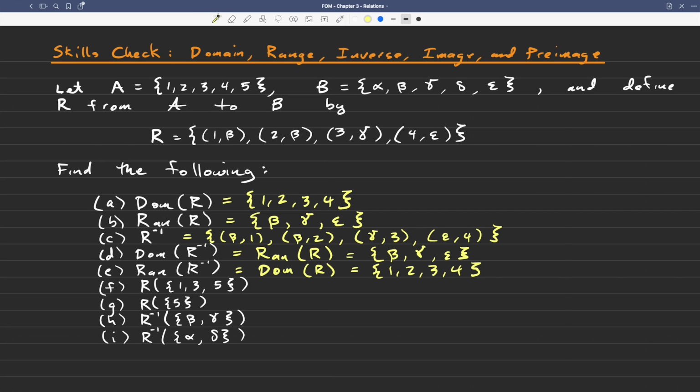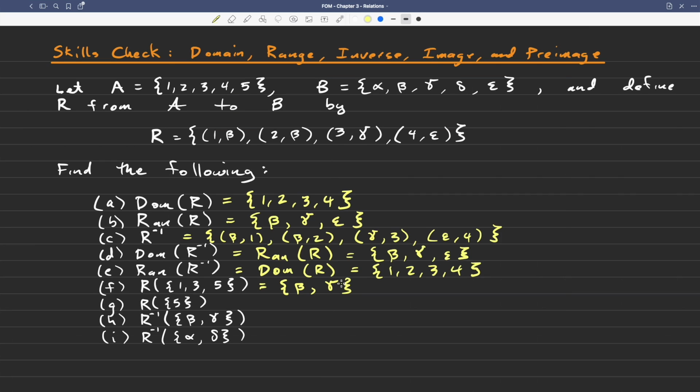Okay, the image, this R of the set {1, 3, 5}, is the image of that set. The image of the set are the second components that get paired up with those elements. So I just have to list all the things that are paired with 1, all the things that are paired with 3, and all the things that are paired with 5, and I'm going to eliminate any redundancies that might happen if I do that. So what gets paired with 1 in the original relation? Well, I see that beta gets paired up with 1, and 3 gets paired up with gamma, and that's it. 5 is not even a first component, so I don't get anything from the 5.